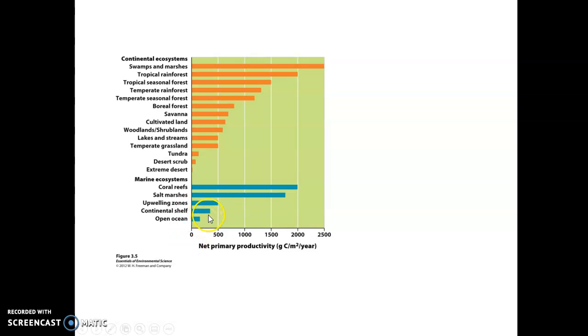Next up is the continental shelf, or the area just off the coastline where, for example, we do a lot of fishing. And then you have the open ocean.